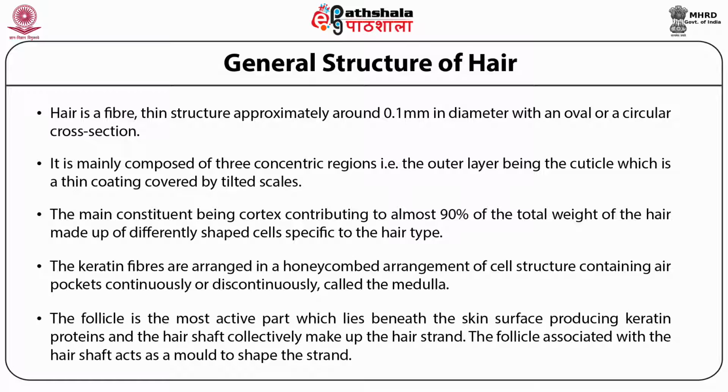The follicle associated with the hair shaft acts as a mold to shape the strand. A hair grows from the papilla, and with the exception of that point of generation, it is made up of dead cornified cells. It consists of a shaft that projects above the skin and a root that is embedded in the skin. These elements are deposited in the hair during its growth and absorbed by the hair from the external environment.